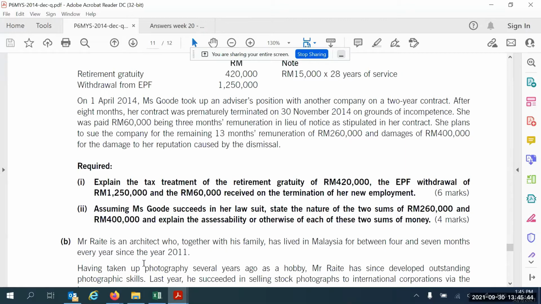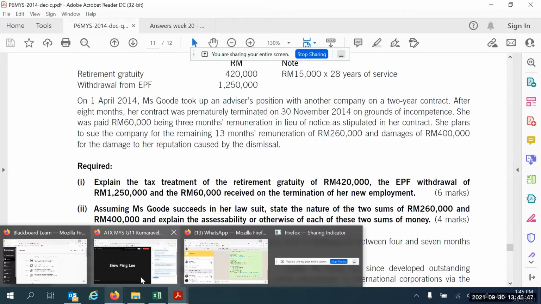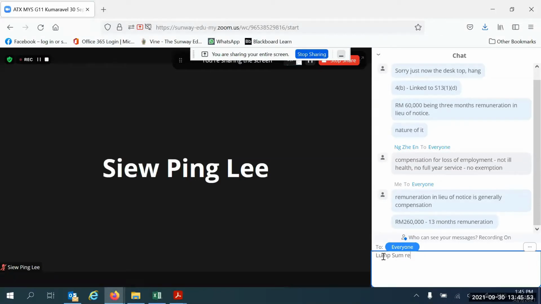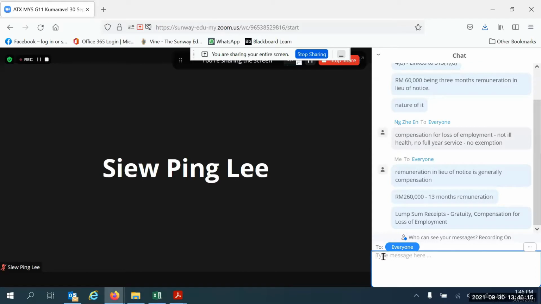Okay, we look at it one by one. So start thinking of the lump sum receipts. Your brain will start thinking of it. Always try to link up with the two major ones first. If cannot, then you think of others, but these are the two major items. Don't just sit there and blank and say, what's this? I didn't see the word gratuity. I didn't see the word compensation for loss of employment. It's time for you to think a bit now.